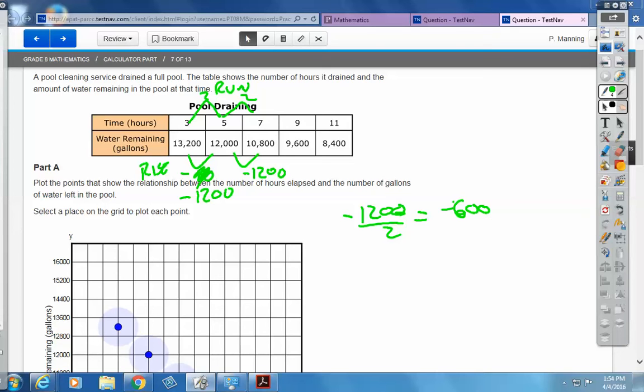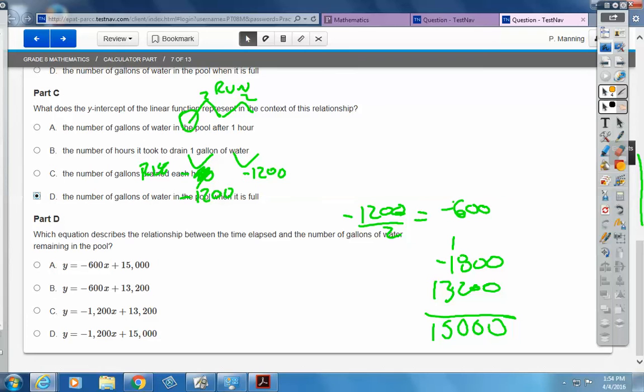Well, that means in 3 hours, and why 3 hours? Because 3 hours here, I will have drained 1,800 gallons from that pool. Well, so if I put those back after 3 hours and add that to my 13,200, and the reason why I'm adding is I'm going back in time, carry the 1, 3 plus 1 plus 1. So that's 15,000 gallons to begin with. So I have a slope of negative 600. Negative 600, and I start at 15,000.